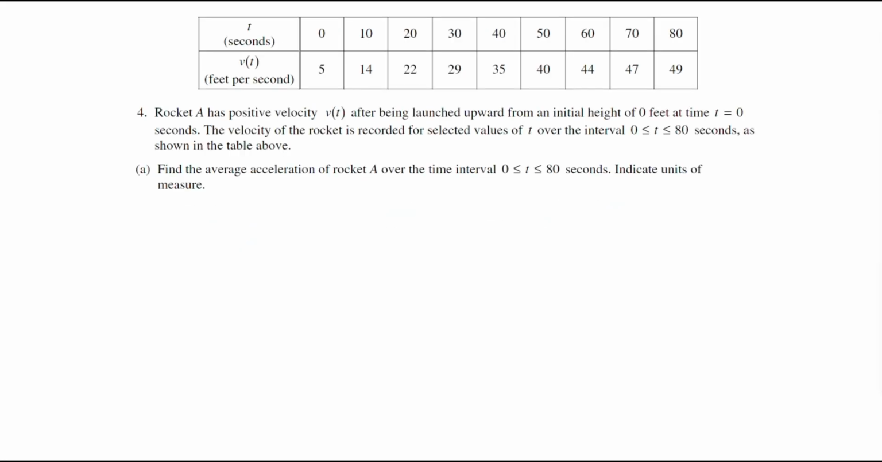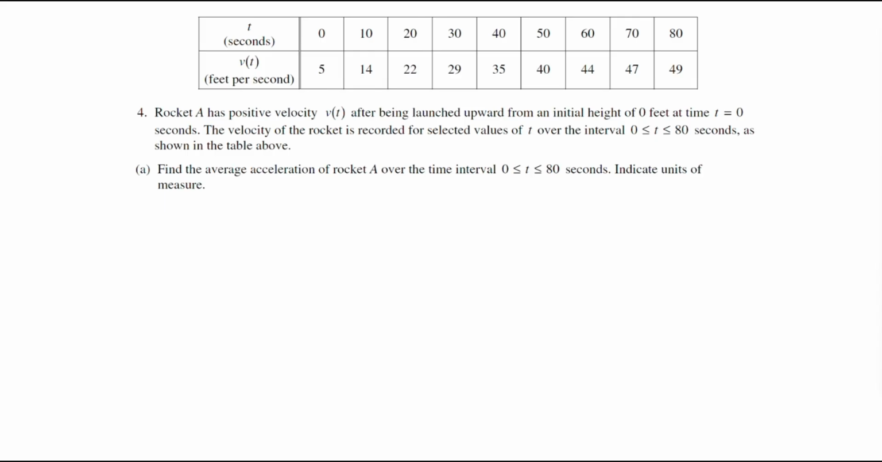All right, this is question number 4 from the 2006 AP Calculus AB exam. This is a motion question, and we're given a chart of values here. We've got rocket A with a positive velocity that's being launched upward from an initial height of 0 at t equals 0. And we're given some selected values of t on the interval from 0 to 80 seconds. We want to find the average acceleration of the rocket.